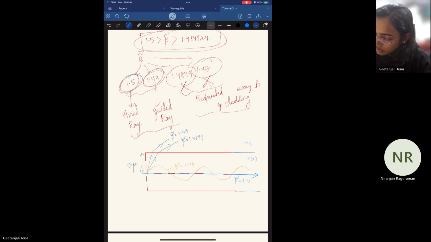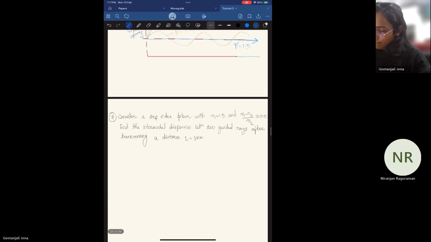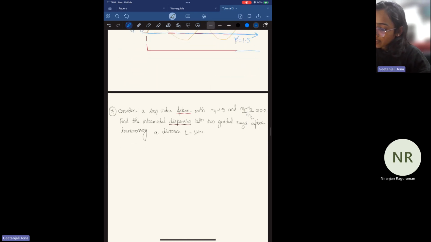So always calculate the range of beta tilde, then only you should proceed to calculate what is the amplitude, how the wave propagates, what is the time period, as well as what is the periodic length. So let us move to our next problem then. The next problem is about intermodal dispersion.